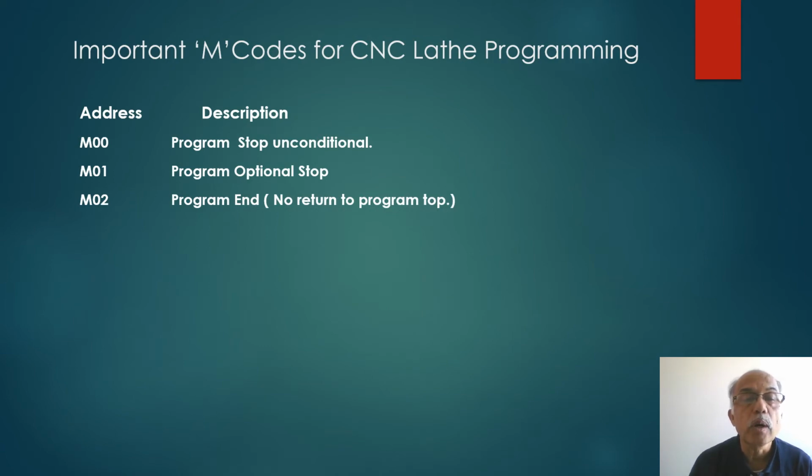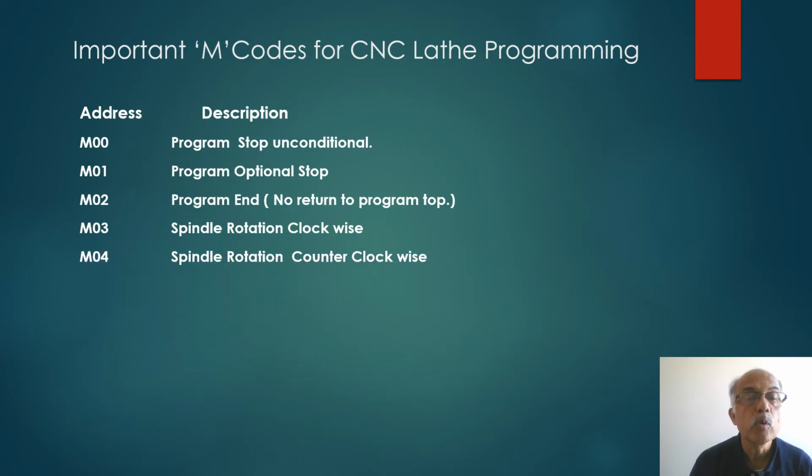M02 is program end, but there is difference between M02 and M30. This is program end, but no return to the program top. So cursor will be there at that point only. M03 means spindle rotation clockwise. M04 denotes spindle rotation counterclockwise. M05 denotes spindle motor off.